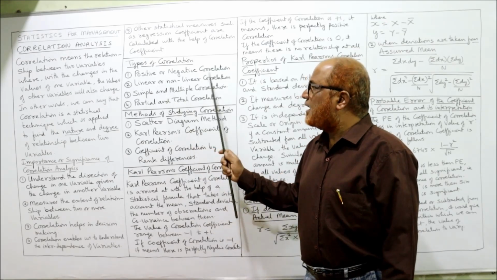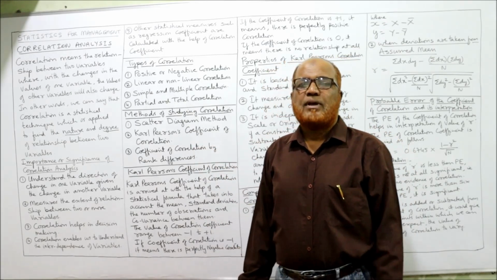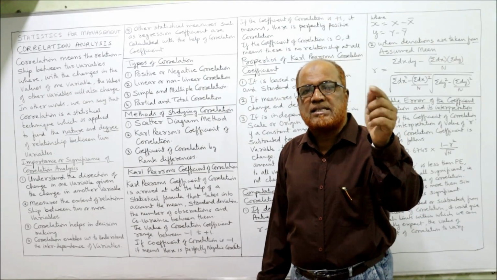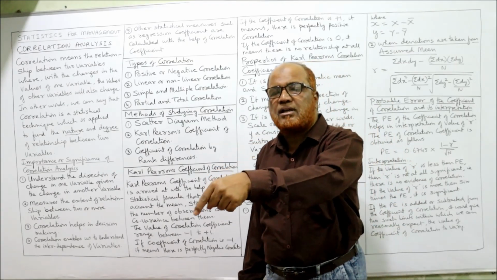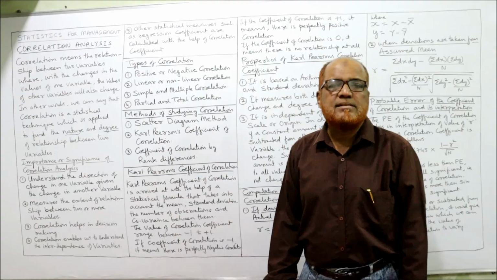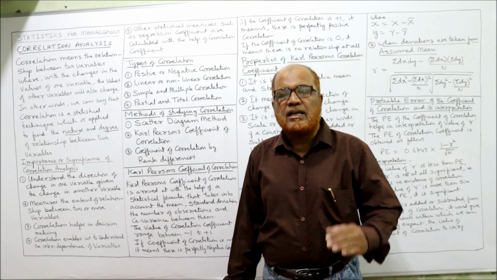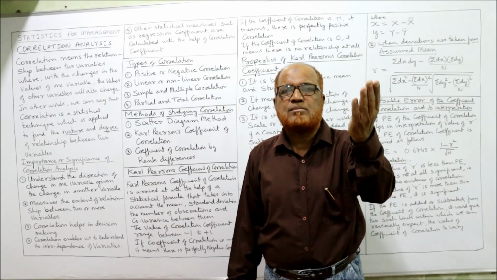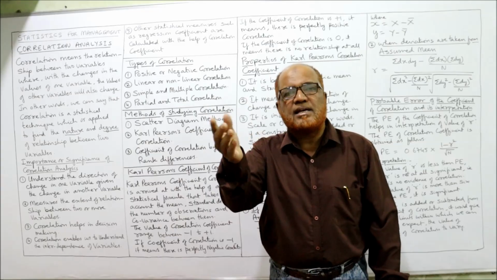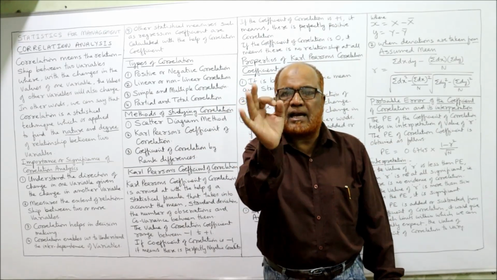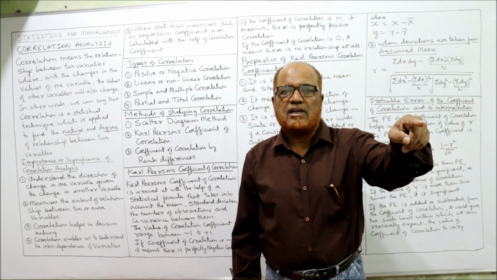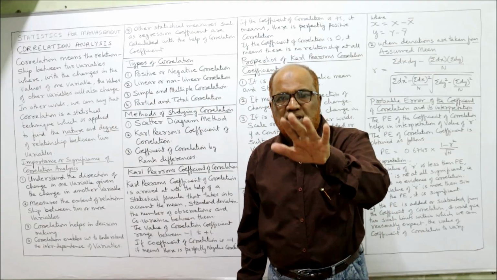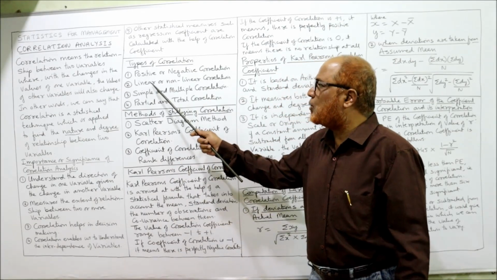So next one, linear or non-linear correlation. Linear correlation means the percentage change in one variable is exactly equal to the percentage change in the other variable. Example, advertisement expenditure increased by 10%, and correspondingly sales also increased by exactly 10%. So here a 10% increase in advertisement leads to a 10% increase in sales. If this happens, it is called linear correlation.